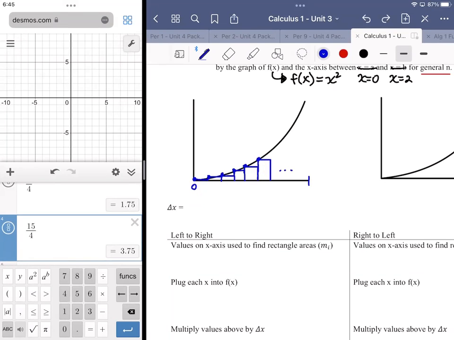Now my delta x is still b minus a over n. My b and a are known to be 2 and 0. So it starts at 0, it ends at 2, but I don't know what my n value is. So all I could say for delta x is that it's 2 over n.